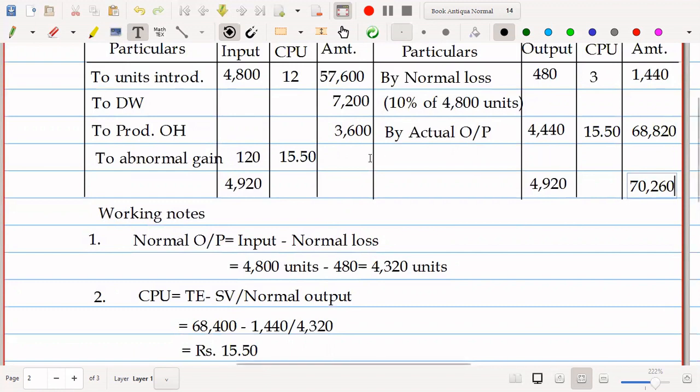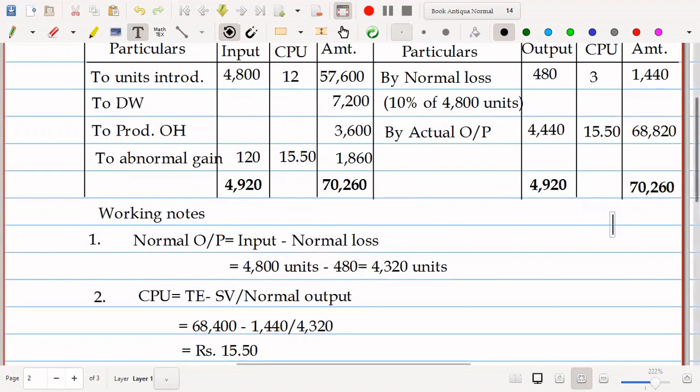The total here will be 70,260. And let's see what will be the total here. It comes to 1,860. Let's check the total. See here, you can see it also shows 70,260. So this is how you calculate abnormal loss or gain, and also the total should tally here.